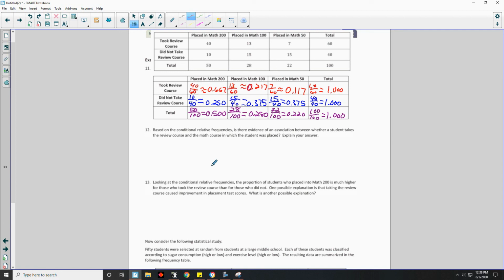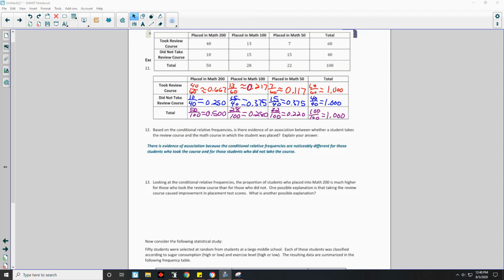Number 12, based on the conditional relative frequencies, is there evidence of an association between whether a student takes the review course and the math course in which the student was placed? Explain your answer. Okay, so answering a question about conditional relative frequencies, we want to look at these numbers here. So 40 as opposed to 10. Well, there's 4 times more people who were placed in the course if they took the review course than did not. So that's a big difference. 13 and 15 is fairly close, but 7 and 15 is almost double here. So based on this, I would say that there's definitely evidence of it.